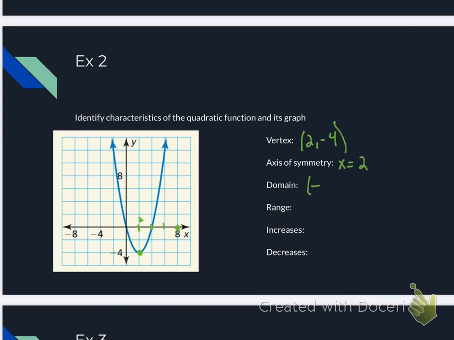Your domain, still negative infinity to positive infinity. Your range, what's your lowest value? Well, now your lowest value is that negative 4. So your lowest y value is negative 4, and your highest y value goes on to infinity.